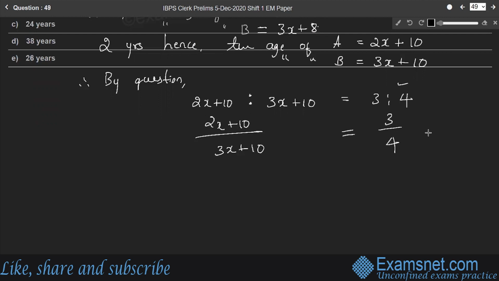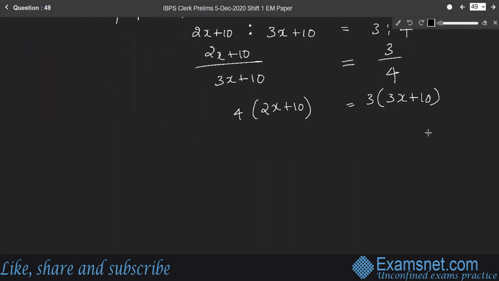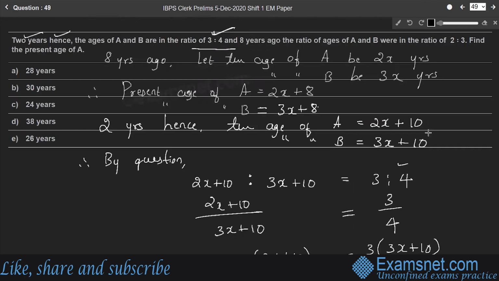So cross multiplication. 4 into 2x plus 10 is equal to 3 into 3x plus 10. Simplify it. We will get 8x plus 40, which is equal to 9x plus 30. Simplified further, 8x minus 9x is minus x, which is equal to 30 minus 40, minus 10. So x is equal to 10. So what is asked in the question? Find the present age of A.